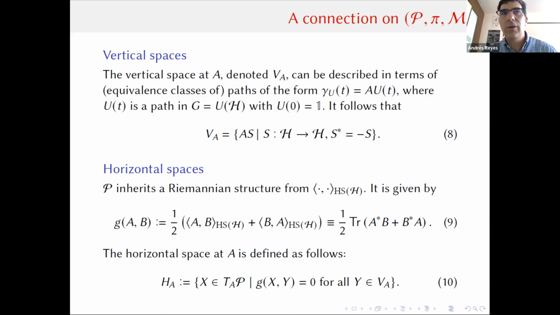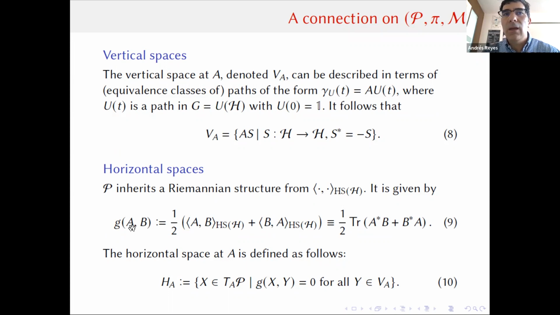Now, giving a horizontal space amounts to defining a connection. So what is the connection we are going to work with? The connection will be induced by the metric structure that we have here. But one has to be careful. It is not the inner product in the Hilbert space or in the Hilbert-Schmidt space. It is the symmetric part. So the Riemannian structure, a part of the Hilbert-Schmidt product, meaning we have to take this combination.